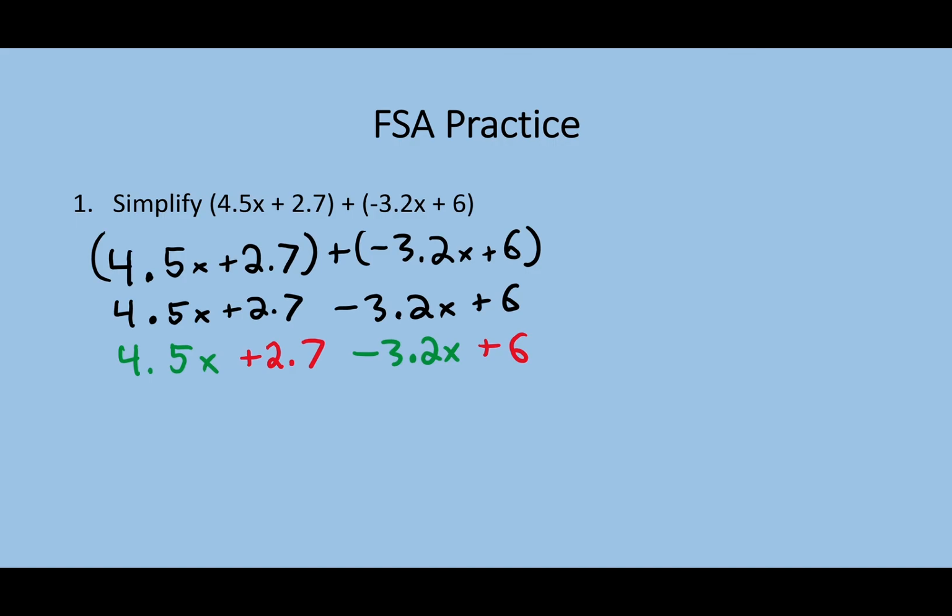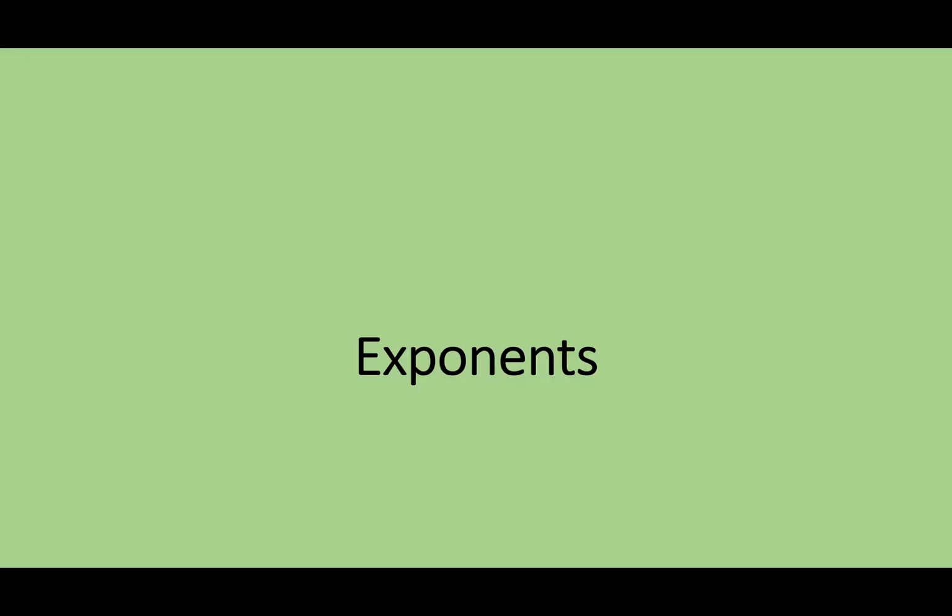Yes, I know it has decimals. Who cares? You know that you're adding green with green. 4.5 minus 3.2 is going to be 1.3x, and then 2.7 plus 6 is going to be 8.7. You'll probably have a calculator for this, so don't worry too much, okay? Get this down in your notes, and hopefully this is the last one.